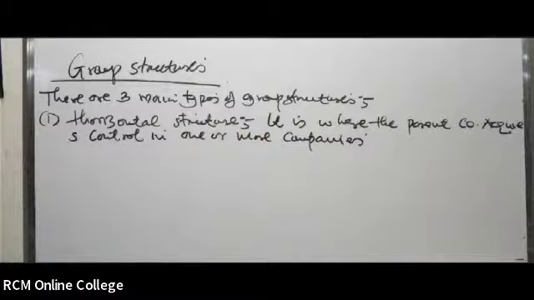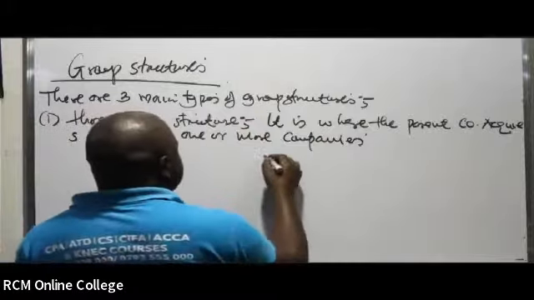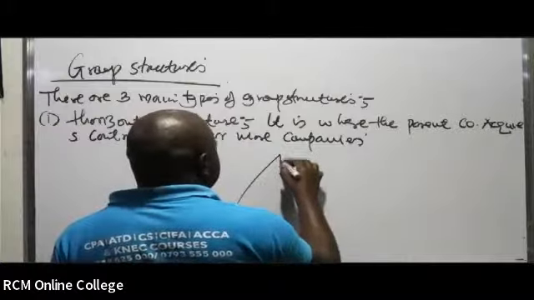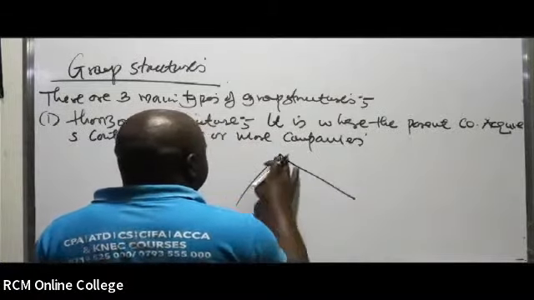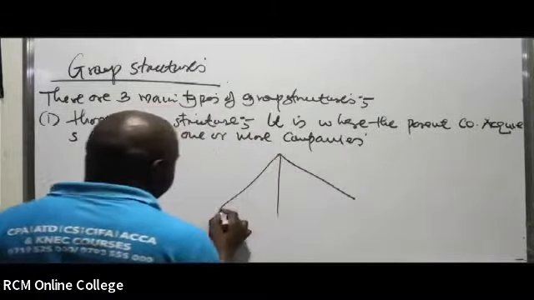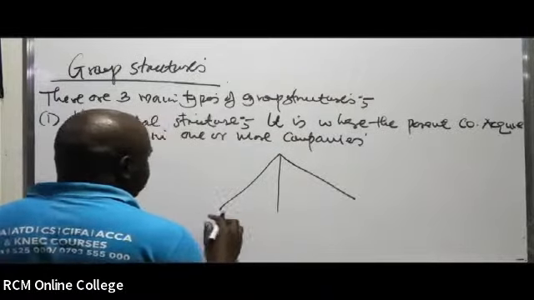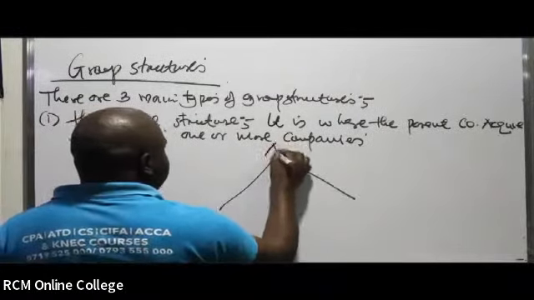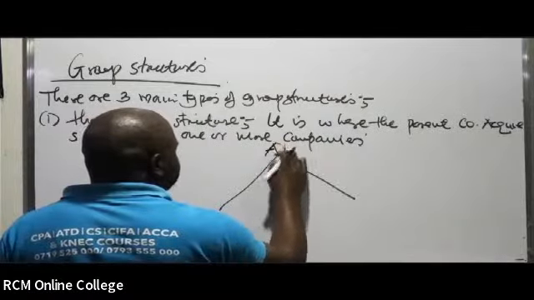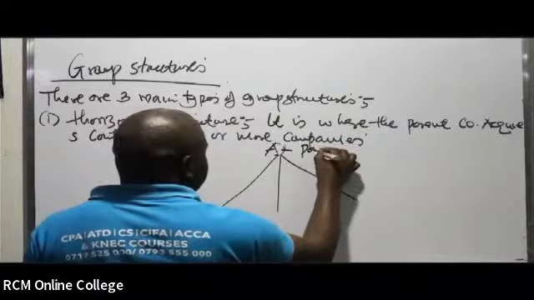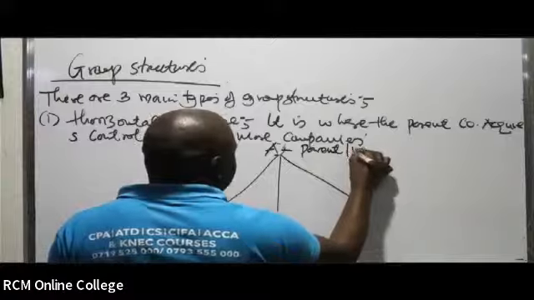So in this case, it looks like this. So we can draw it. It is horizontal. So in this case, we have A, which is the parent company. So A is the parent, or we call it the parent or holding company.